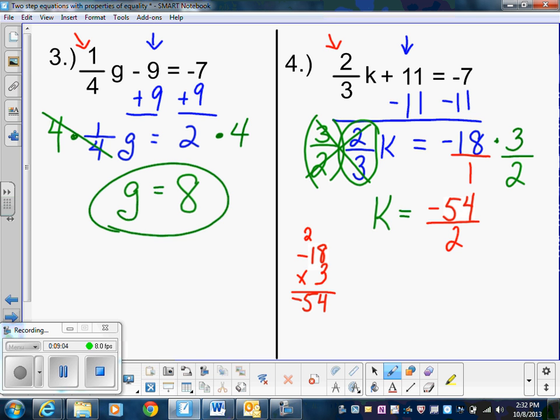Now, of course, this answer is not fully simplified, so let us finish this off. A fraction represents division. -54 divided by 2 will leave us with the final answer of -27. But that is our solution.